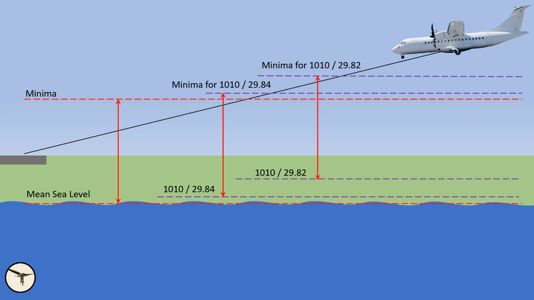Is this safe? Yes, for 2 reasons. 1. When observing QNH, air traffic control will publish a value that will keep you at or above indicated altitude. And 2. The obstacle clearance included in approach minima includes a margin for altimeter errors. So in this case, you set QNH 1010, 29.84.